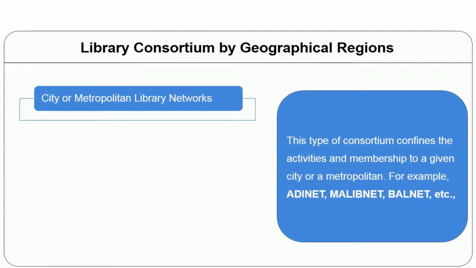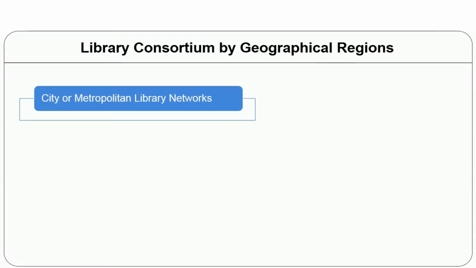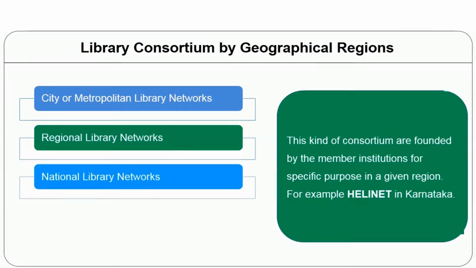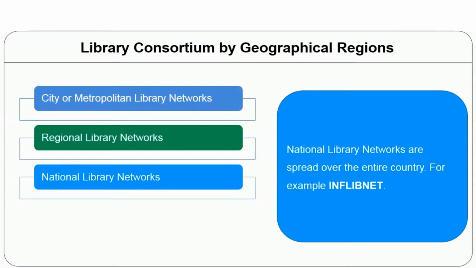Consortium by geographical region. City or metropolitan library networks confine their activities and membership to a given city or metropolitan area, for example ADINET, MALIBNET, BONET, etc. Regional library networks are founded by the member institutions for a specific purpose in a given region, for example HELINET in Karnataka. National library networks are spread over the entire country, for example INFLIBNET.